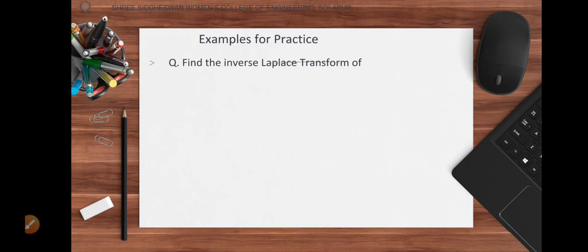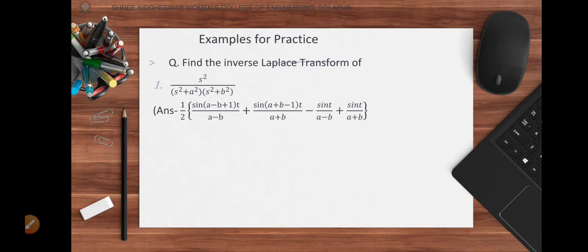Here again the question is: find the inverse Laplace transform of the following functions using the convolution theorem. The first example is s square upon (s square plus a square)(s square plus b square). You can split this function as s upon s square plus a square and s upon s square plus b square, as the inverse will be cos at and cos bt. Use the required trigonometric results also.